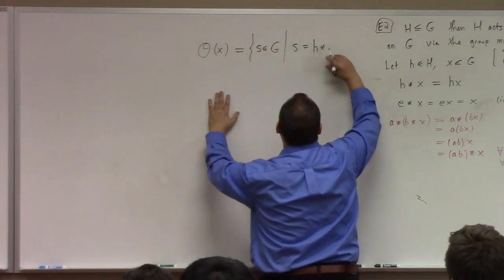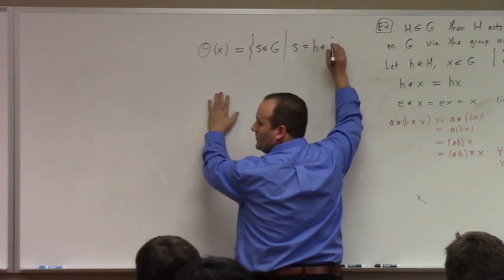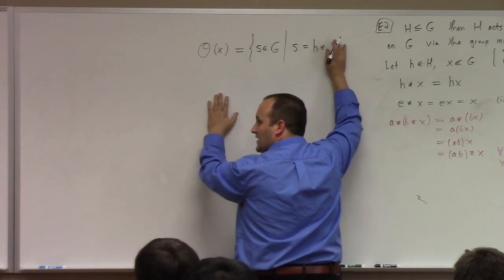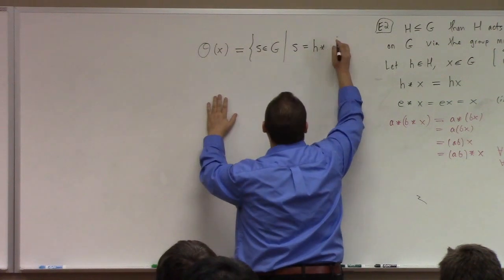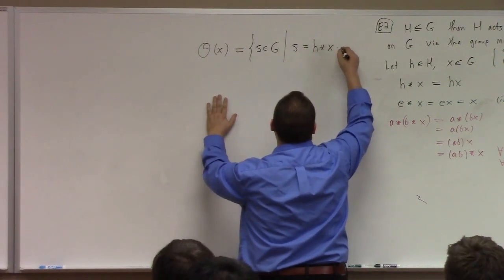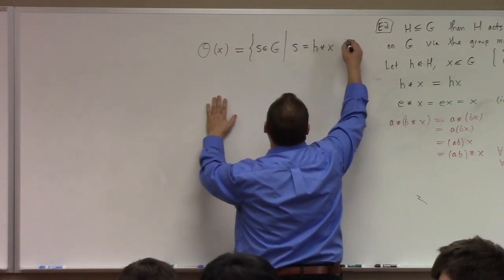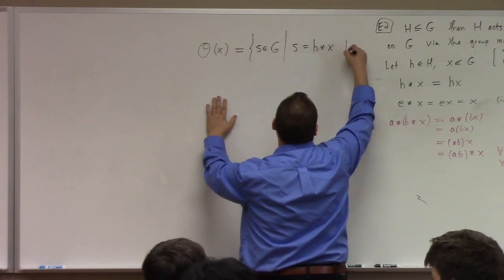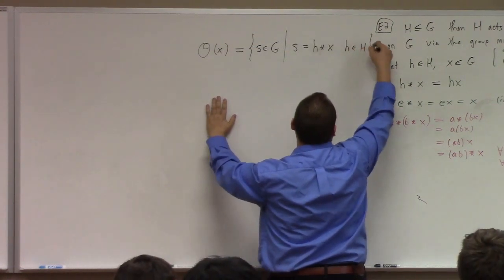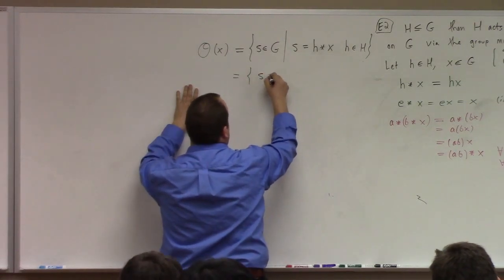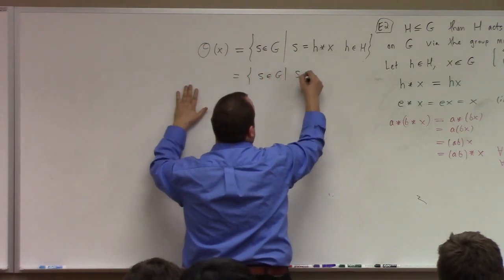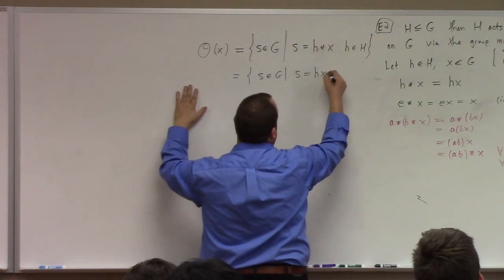Oh, X, right? I'm sorry, I should have brought my glasses, sadly, truthfully. X, right? All right. And this is where H is in H, right? All right, let me write that. So this is S in G, such that S is equal to HX, right?